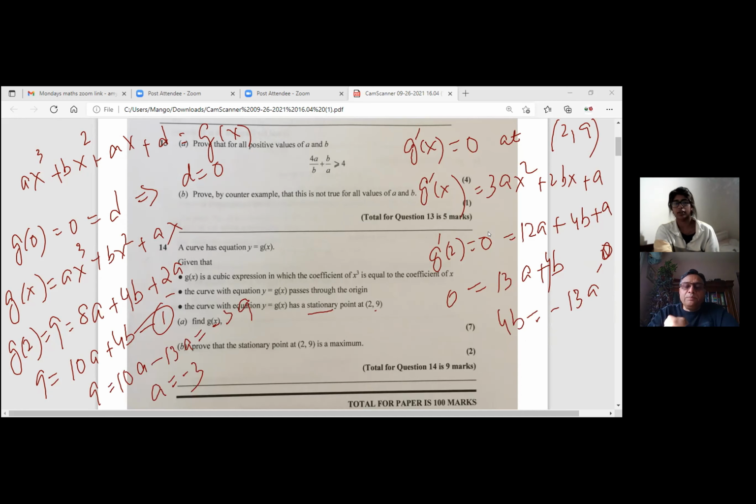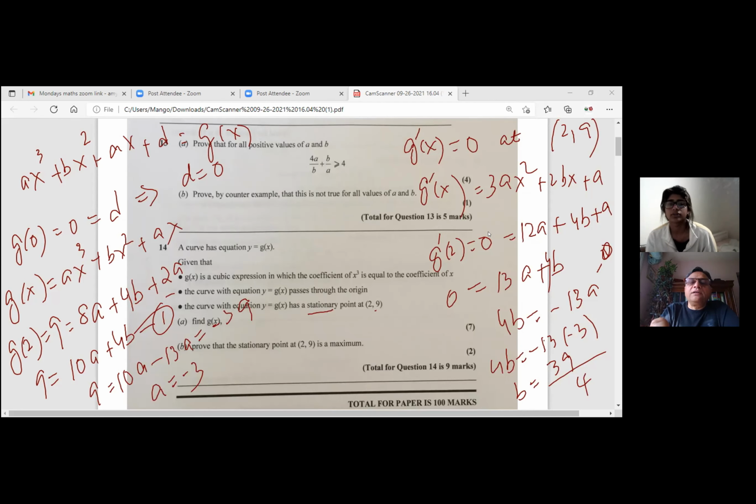So when you plug in minus 3, you get 4b equals minus 13 times minus 3, and b is equal to the product of these two divided by 4, right? 39 over 4. Clear? Yeah. So we have our equation.